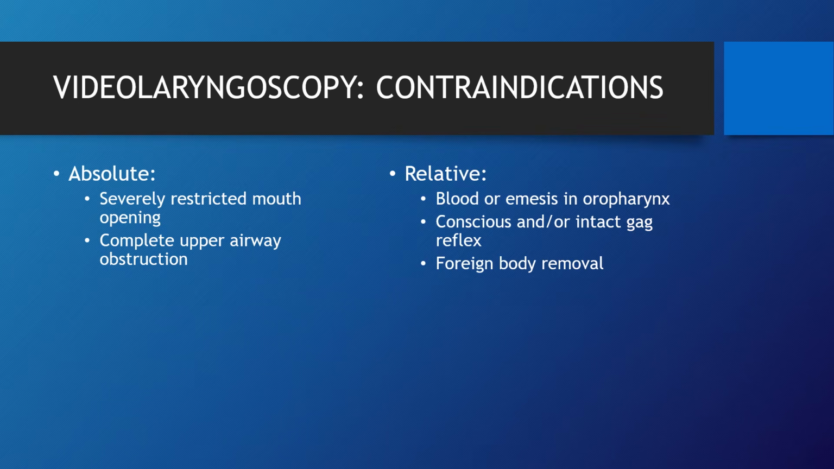And then relative contraindications include blood or emesis in the oropharynx. Video laryngoscopy may not be the best tool for this because once those secretions soil the camera lens, it's very difficult to see. Consciousness and/or an intact gag reflex. And then finally, foreign body removal. With foreign body removal, video laryngoscopy may not be the best tool, primarily due to the ergonomics of trying to remove the foreign body.